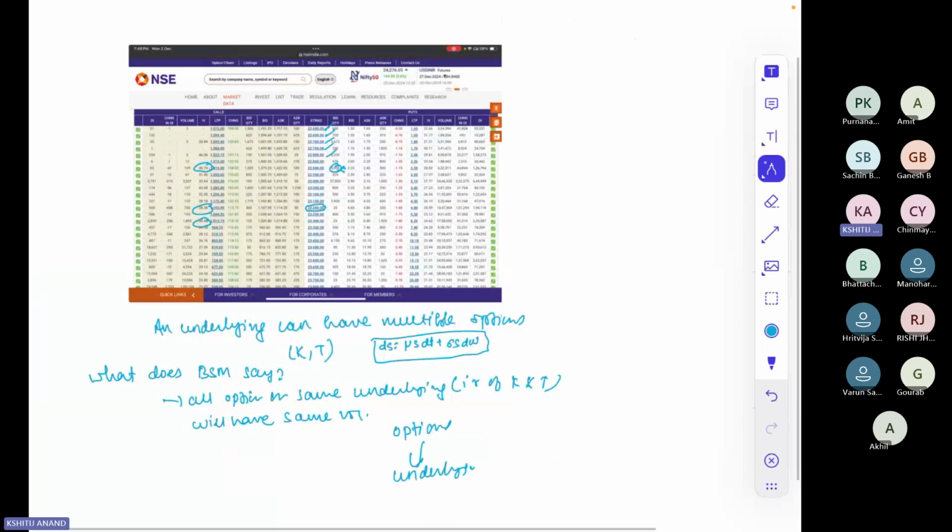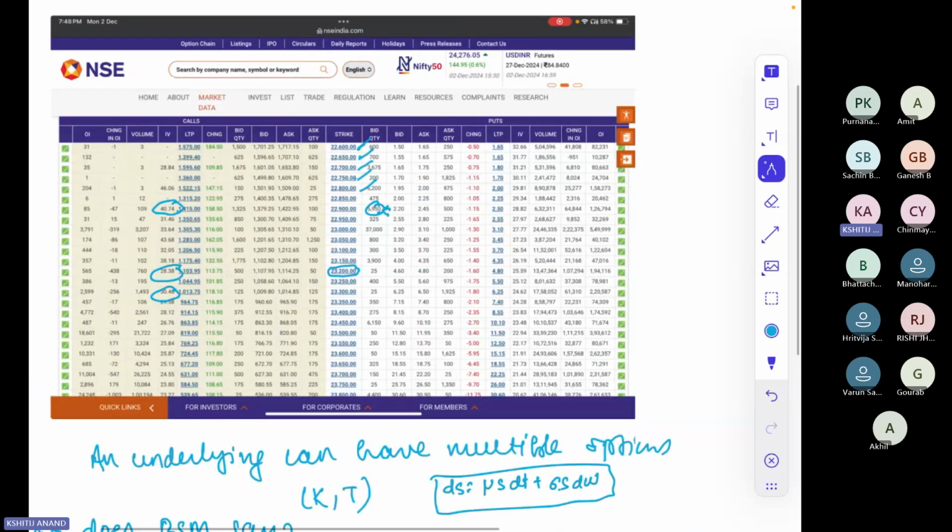See, strikes and time to maturity, these two terms are nowhere related to the underlying. These two things are properties of the option. For example, the underlying here is Nifty. On Nifty, we can make several options. All these options have a time of maturity of 5 December 2024, and they have different strikes. All these are different options. This is the strike price, 22,600, of an option. So the first option has a strike price of 22,600 and time to maturity of 5 December.